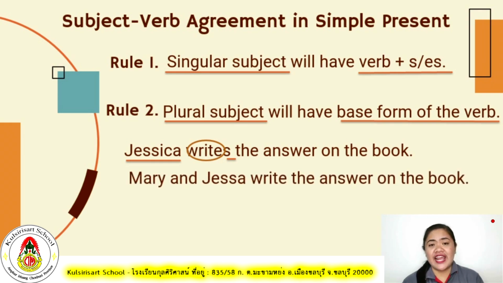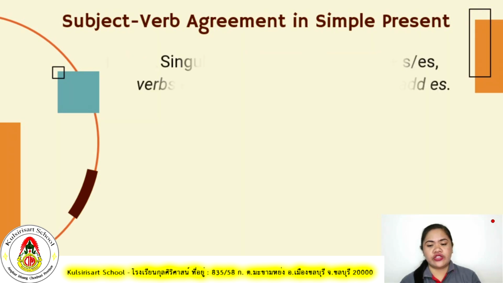Next, Mary and Jessa write the answer on the book. Now, our subject in this sentence is Mary and Jessa. There are two persons that we're talking about in this sentence. As you can see, the verb in the sentence doesn't have any s, because as rule number 2 says, plural subject will have base form of the verb. And when we talk about base form of the verb, no s, no es, no ed. You understand? That's nice.